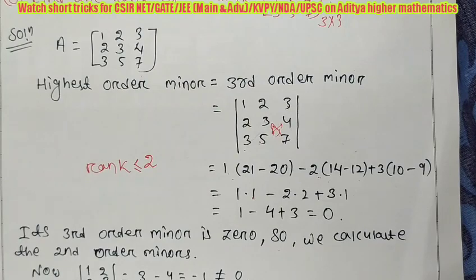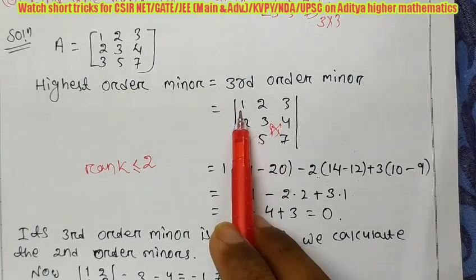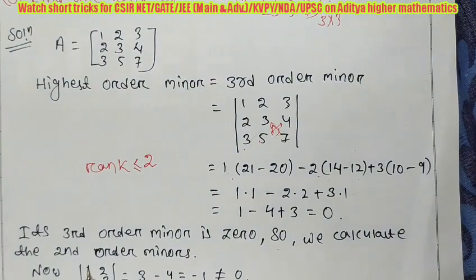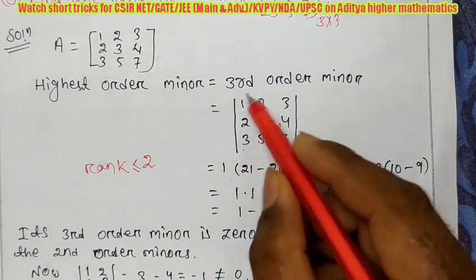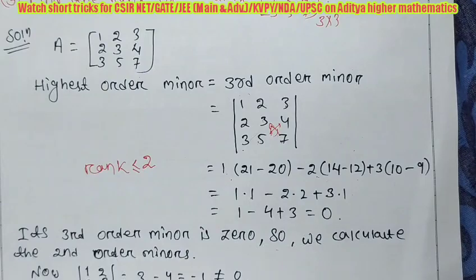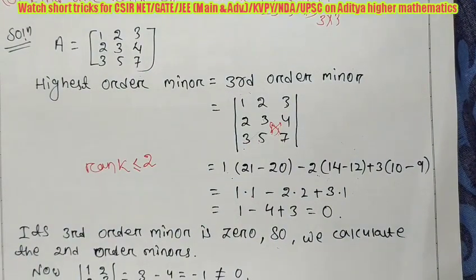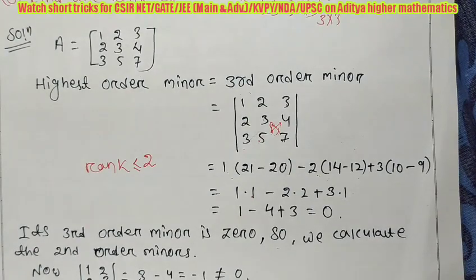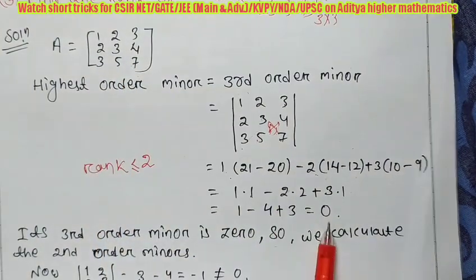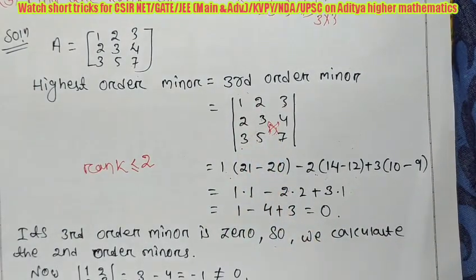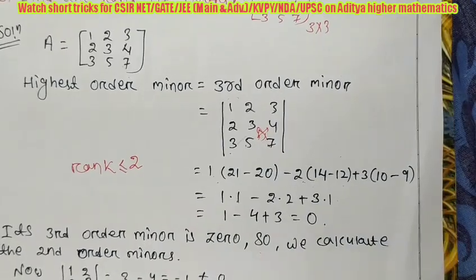Now for the second order minor, you have to check 1, 2, 2, 3. I am taking one submatrix. So 3 minus 4, its value is minus 1, which is not 0. So the rank of the given matrix is 2. First we found the order 3 minor, and we got 0. Then we took one order 2 minor. Since the order 2 value is non-zero, its rank is 2.